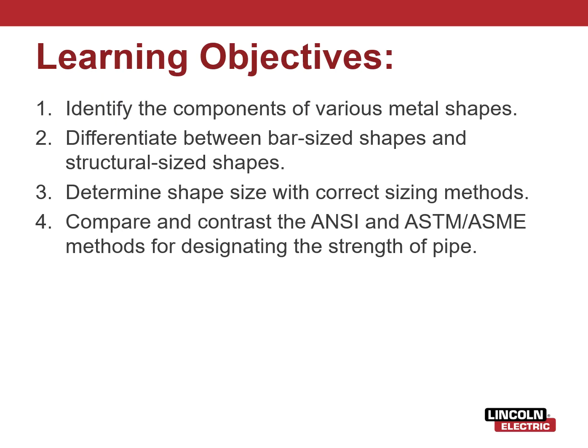Some of the objectives here are going to be to identify the components of various metal shapes, again just the general profile of the material, and then differentiate between bar-sized and structural-sized shapes. Determine shape size with correct sizing methods. And then go over a few of the governing bodies, the standard code writers.